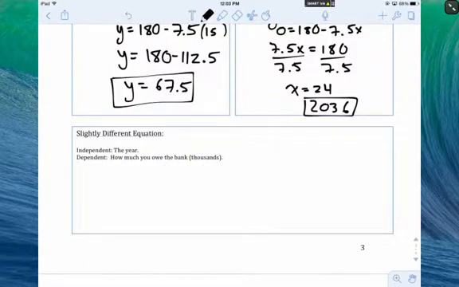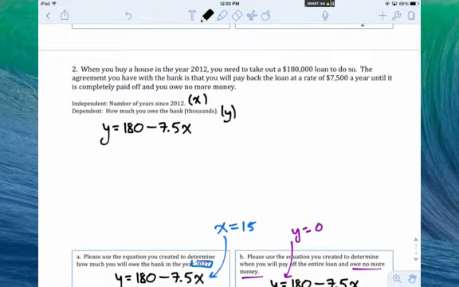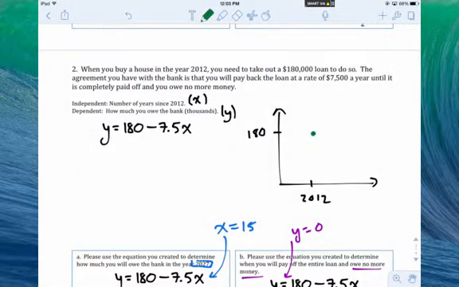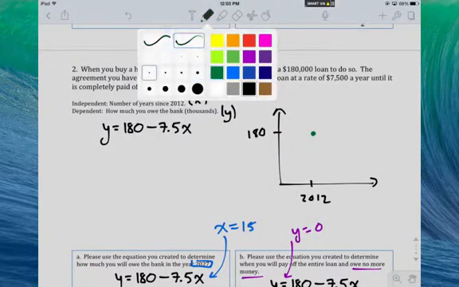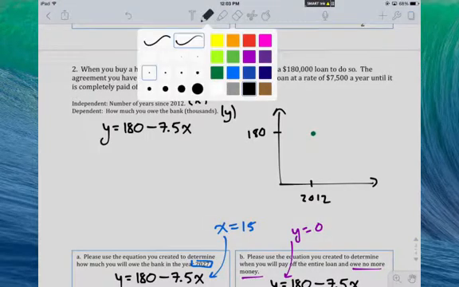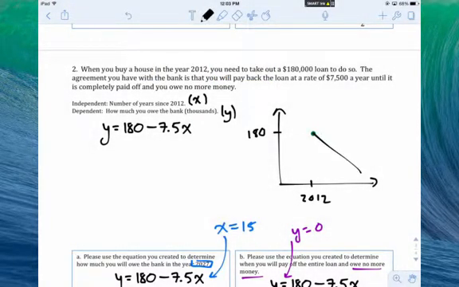Now, here's the thing. Let's think about what this is going to look like if we were to draw a rough sketch of this graph. So here's our very rough sketch. We know that in 2012, we owed the bank $180,000. So that's kind of like the starting point for our graph, if you will. And then I know that we pay off the bank, so we owe less and less every year. And so I'm just going to draw a downward sloping line.